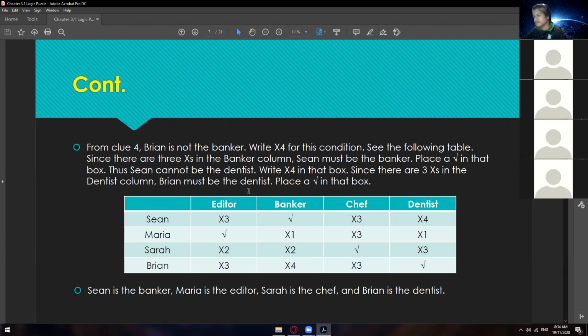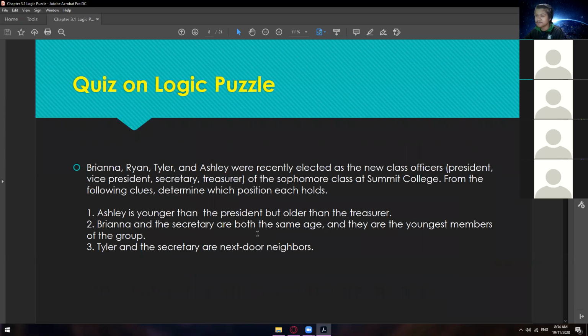Okay. All right, so as expected, right after this example, you're going to have a very similar short quiz. Okay. So, quiz and logic puzzle. So, the same thing, it's just a different name.